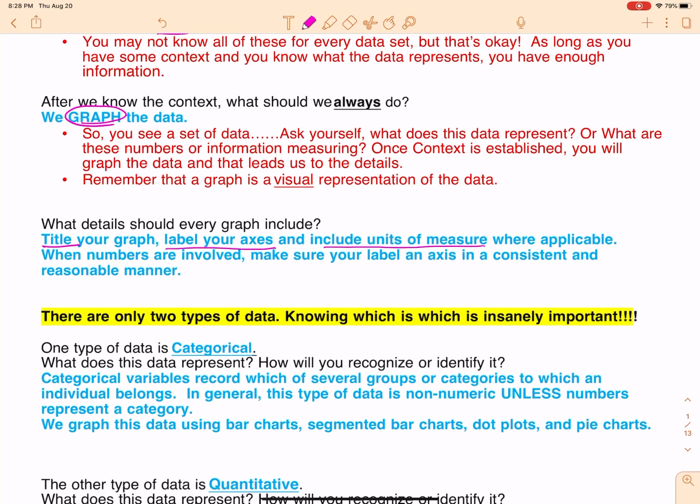And don't forget that if you're dealing with quantitative data, which we'll get into in more detail later, you have to make sure you label your x-axis consistently and reasonably. What I mean by that is, let's say you've got this down here and you're telling me that this is 1, 2, 3, 4, 5, 6. I think not, because this distance is way bigger than this one. That's what I'm talking about by be consistent and reasonable.